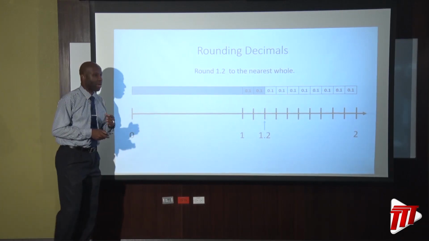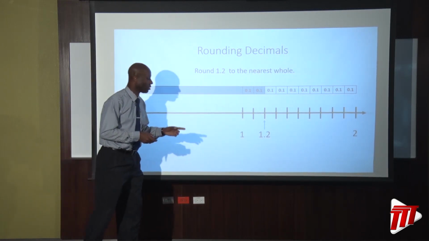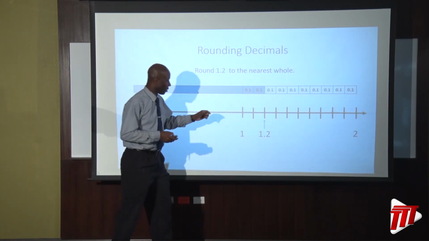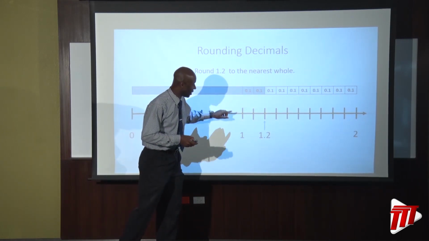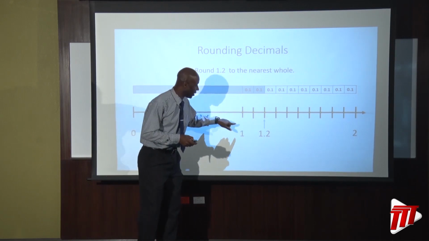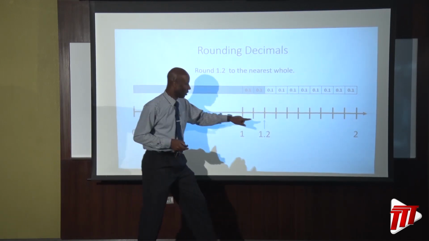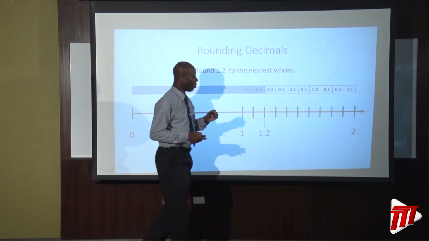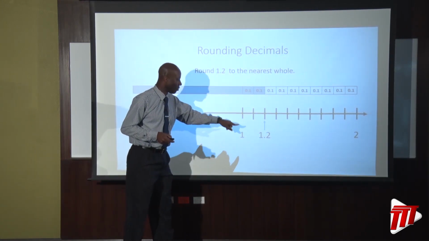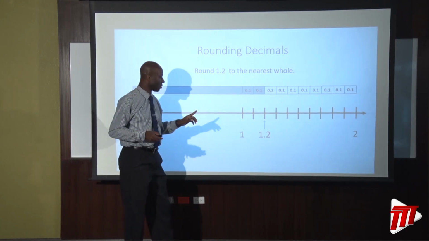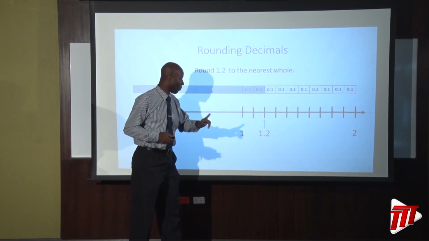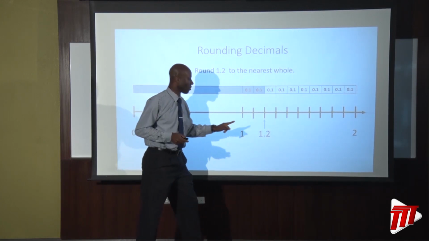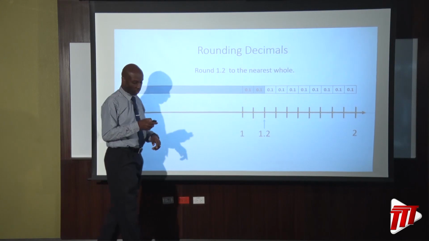So we are required to round 1 2/10 to the nearest whole. As we established earlier, it is located between 1 and 2. 1 and 2 are our wholes. So in rounding 1 2/10 to the nearest whole, we have to decide whether we are going to round down towards 1 or round up towards 2.